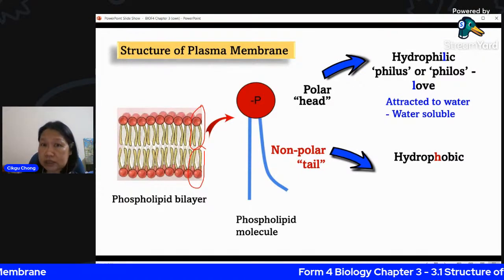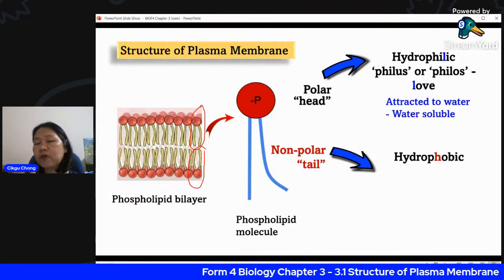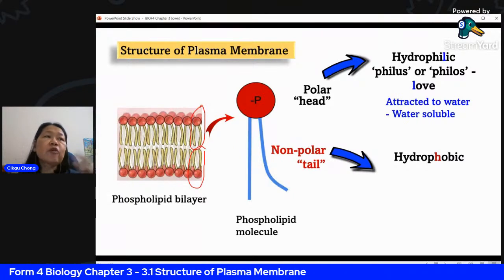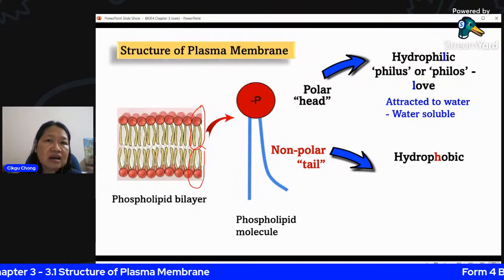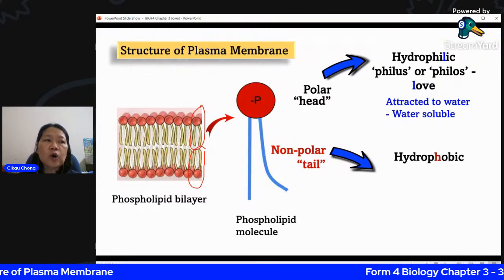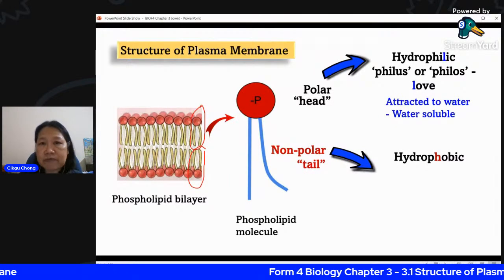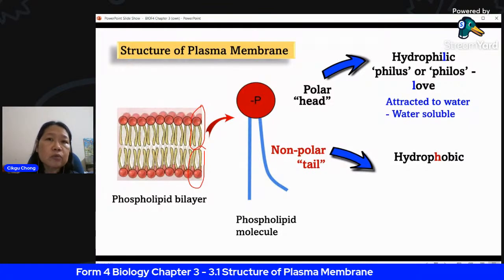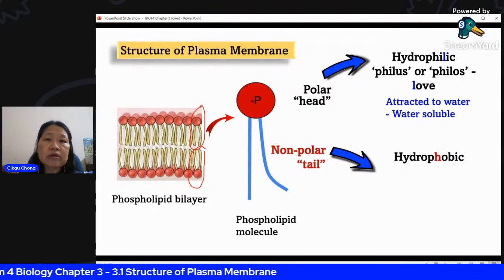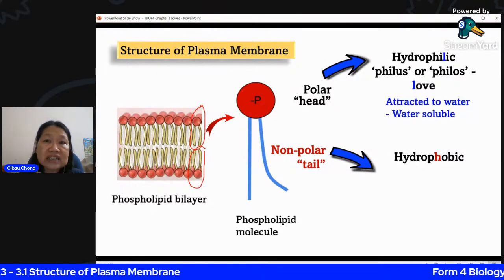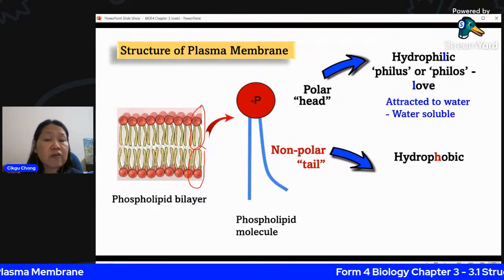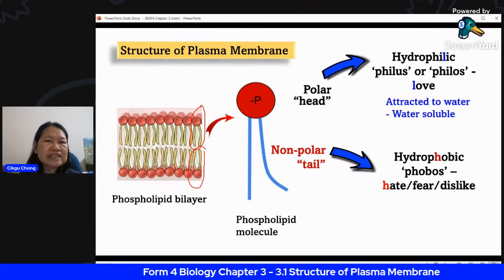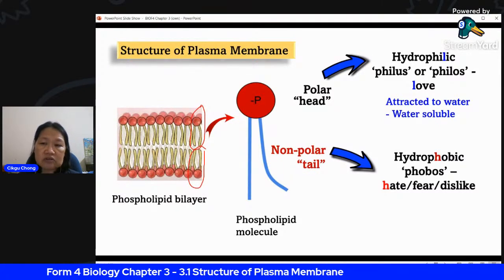Hydro is again water. Phobic is actually fear, like phobia. Some people have phobia, right? They are phobic with what? Flying. They have an irrational fear of flying, or they can't see blood. When you see blood, they'll faint. Or some people have a phobia of heights. They stand on top of a very high building and look down, and the knees will shake. That's phobia. It's called fear. So phobia is actually from the Greek word phobos, which means hate, fear, or dislike.